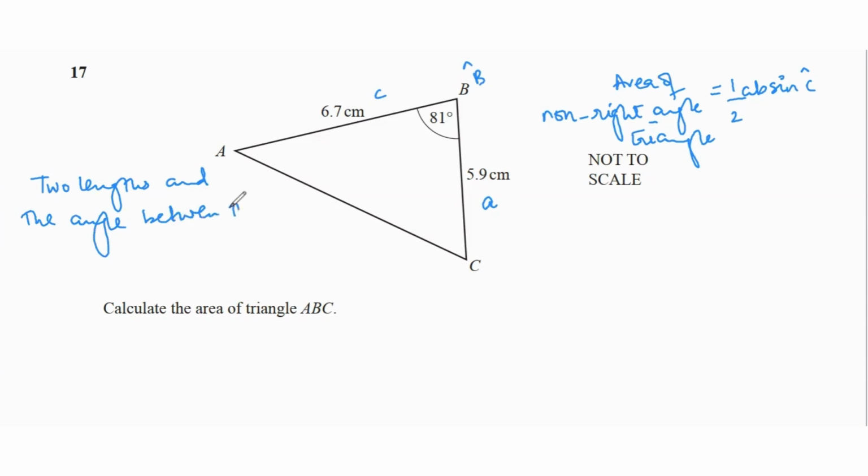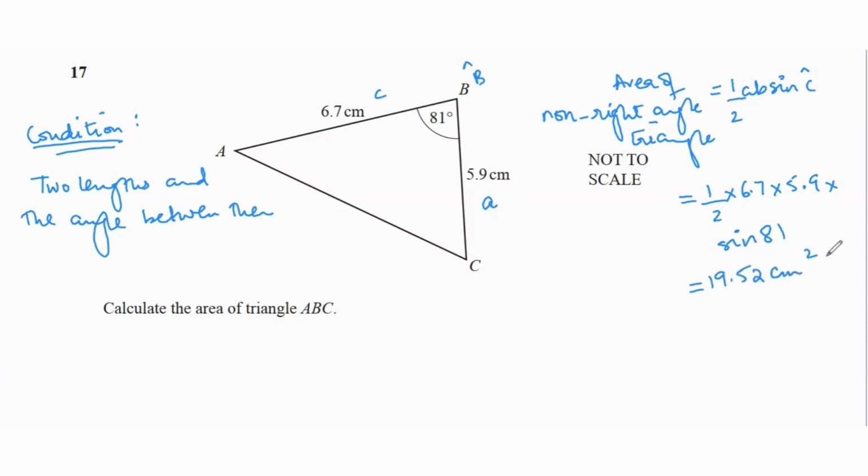If you don't have two lengths and the angle between them, then you cannot use this area of triangle formula. But if you do have it, you can easily use this and find your area. So it's going to be 1 over 2 times 6.7 times 5.9 times sine of angle 81. When you plug this in the calculator, what you should get is 19.52 centimeters squared. And that's your answer.